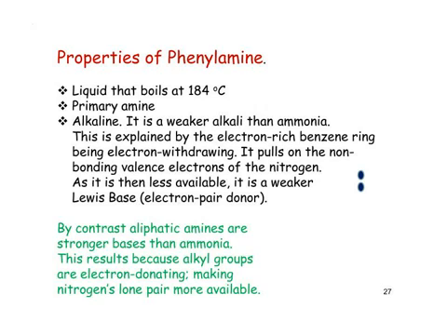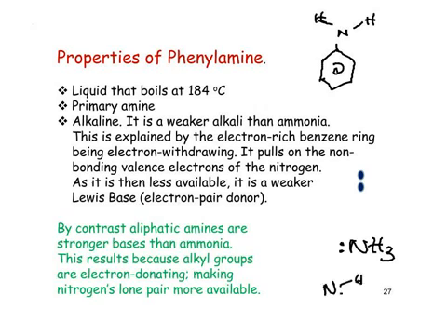The properties of phenylamine, well, it's a liquid and it boils at high temperature, 184 degrees centigrade. It's a primary amine, represented like that. It's a weaker alkali. Amines can be considered as based on ammonia, NH3. Remember, the nitrogen has a lone pair of electrons. And as you make amines, what you're essentially doing is you're replacing one or more of the hydrogens on the ammonia molecule. Ammonia is a weak alkali, and amines, seen as derived from ammonia, are also alkaline.